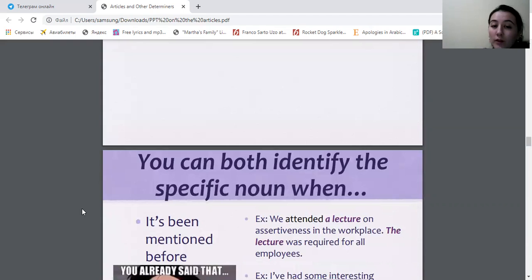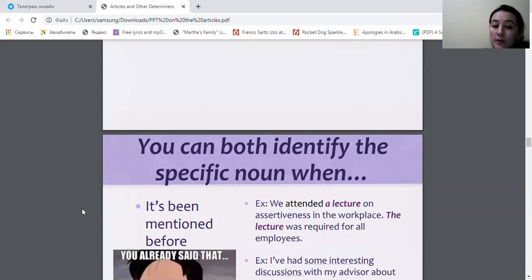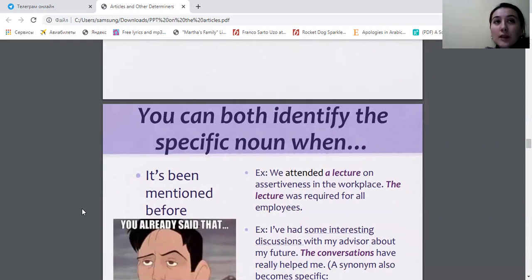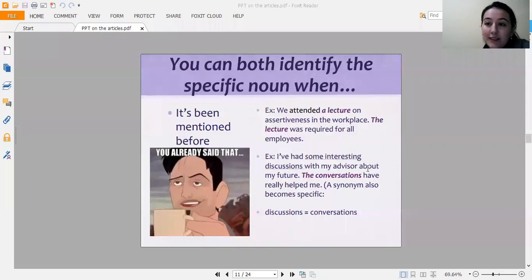So you can identify the specific noun in which cases? When it's been mentioned before. Before talking about this thing or person, we have mentioned it with an indefinite article. After using a and an, for the next time, we can use the. So let's continue the explanation. The article the is used if we have already mentioned this particular thing before.